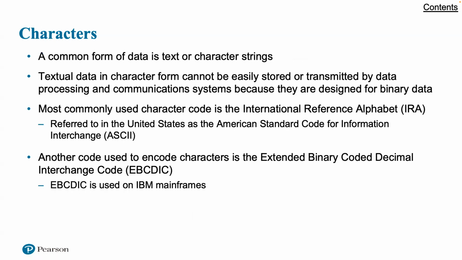Now, for characters, a common form of data is text or character strings. While textual data are more convenient for human beings, they cannot in character form be easily stored or transmitted by data processing and communication systems. Such systems are designed for binary data. Thus, a number of codes have been devised by which characters are represented by a sequence of bits. Perhaps the earliest common example of this is the Morse code.